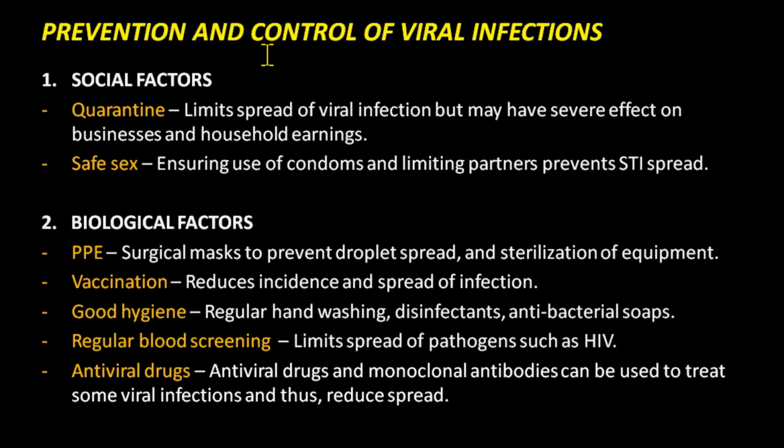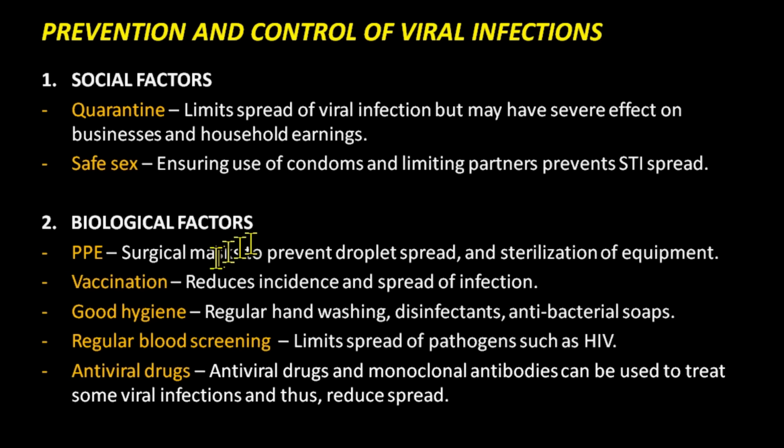So prevention and control of viral infections. We have 3 factors we're going to look at: social factors, biological factors, and economic factors. So the social factors would be quarantine. Quarantine is basically you get sick, you stay home, and this limits the spread of viral infection and may have a severe effect on businesses and household earnings as a result. Safe sex, which ensures the use of condoms and limiting partners, of course prevents STI spread.